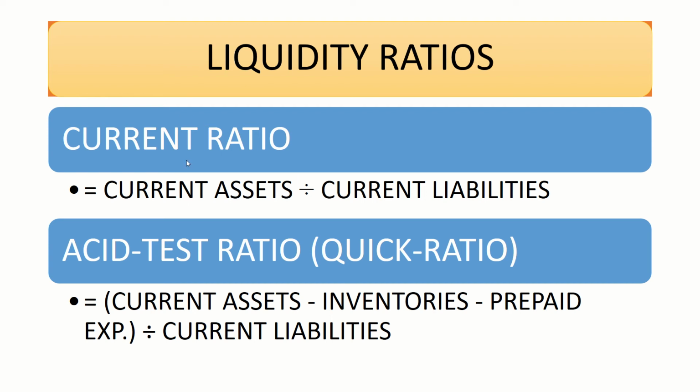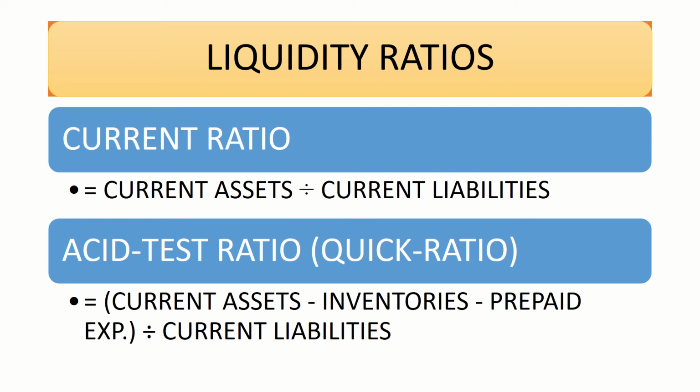For current ratio, the formula is current assets divided by current liabilities. If the current ratio is equivalent to 2, this means that for every 1 ringgit of current liability, the firm has 2 ringgit of current assets to repay that 1 ringgit of current liability.